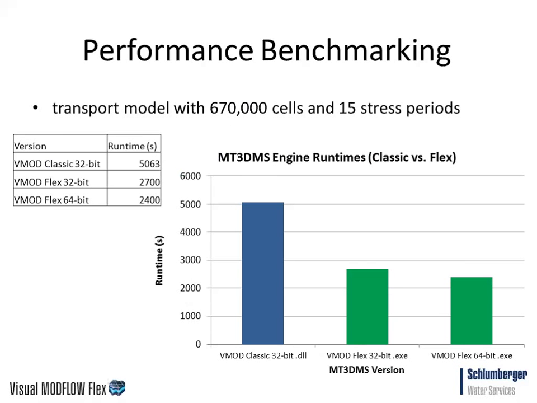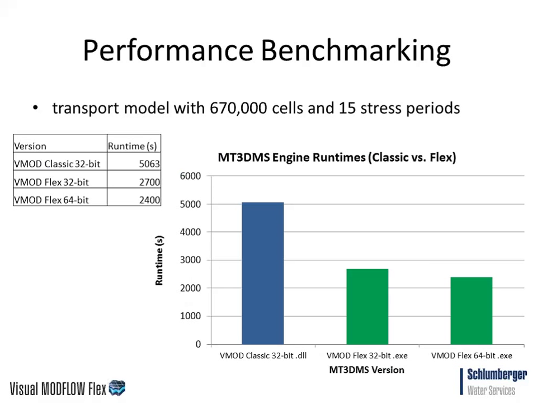The other big improvement in VMod Flex over the classic environment is in the performance, and the next 2 slides will discuss this. The first is the actual run times. So the fact that we use a 64-bit version of the MT3DMS engine can have a significant improvement on the run times. And in general, we use executables in VMod Flex instead of a DLL version. So the DLLs in VMod Classic were a little bit slower, and also since we visualized some of the runtime, real-time run results, it slowed down the overall engine run times.